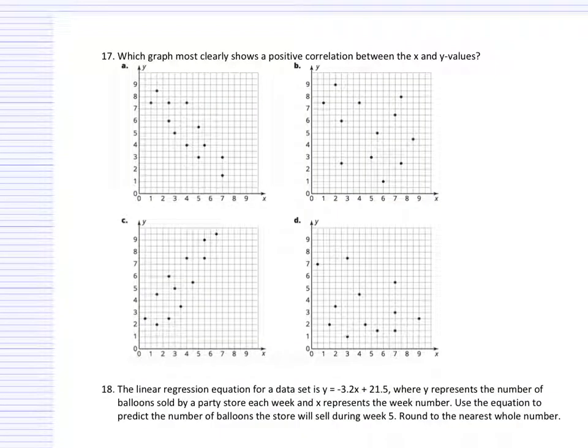Number 17, which graph most clearly shows a positive correlation? So we're looking for the graph that if I were to draw a line of best fit, it would be going up. And if I look down at C, if I drew a line of best fit, it might look something like this, and it is going up. So therefore, C has a positive correlation.